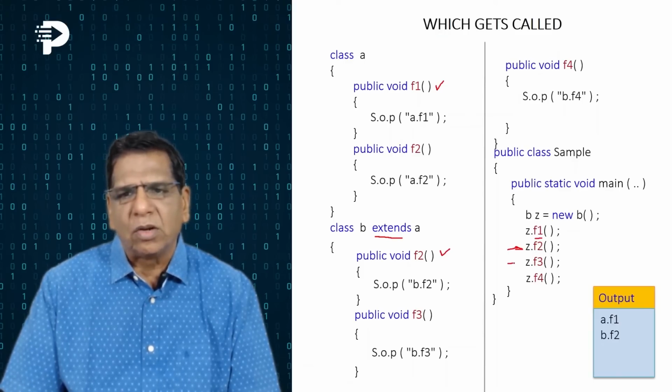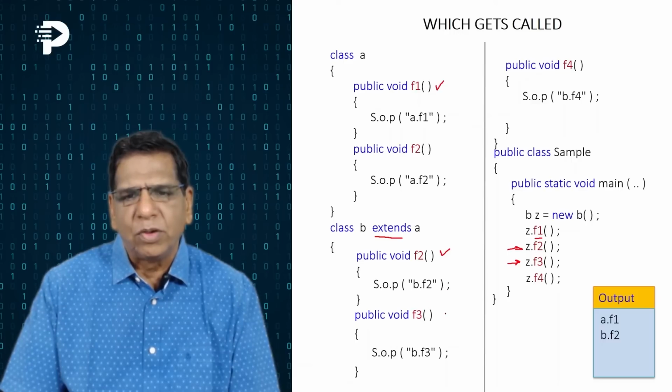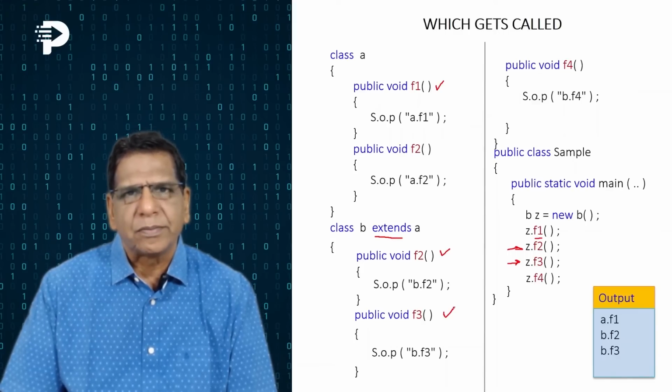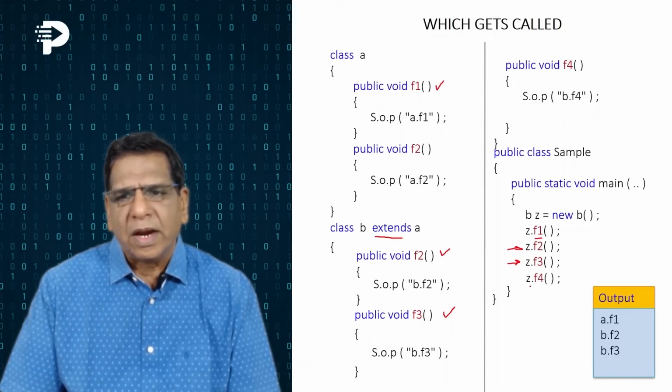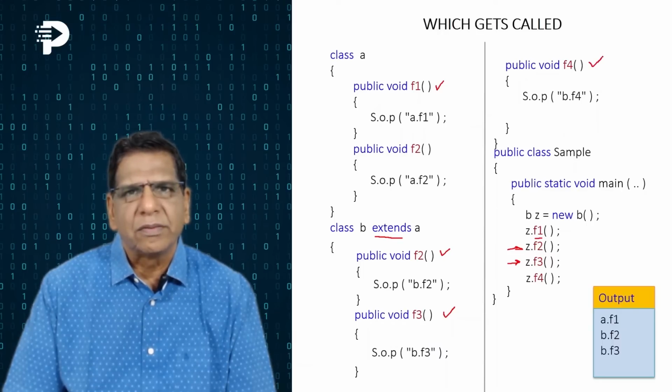Then I make the third call, that is z dot f3. When I do that, again function f3 would be searched in the class B. It is indeed found here, hence it will get executed from here, resulting into the output b dot f3. And when I say z dot f4, again f4 will be searched in class B. It is found here, so it is executed from here.